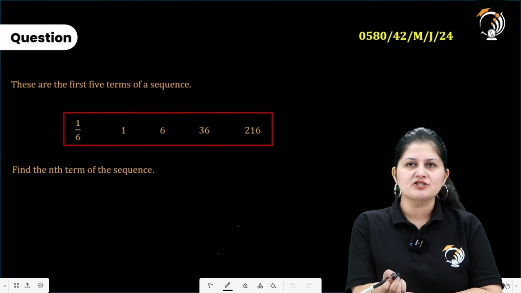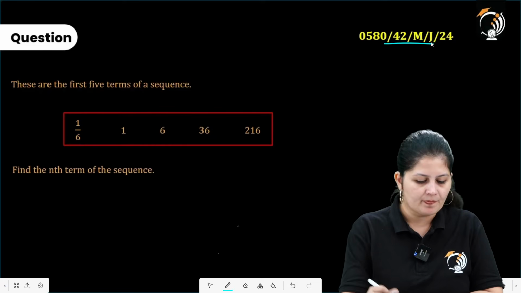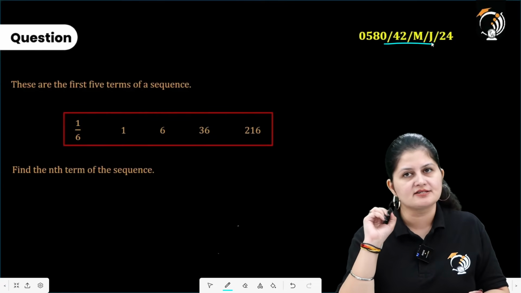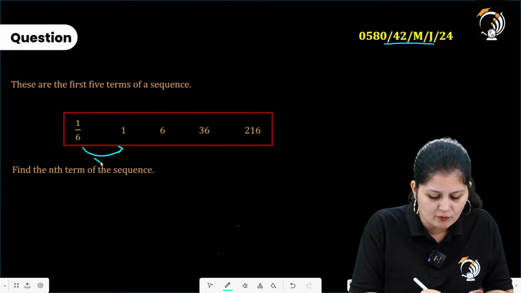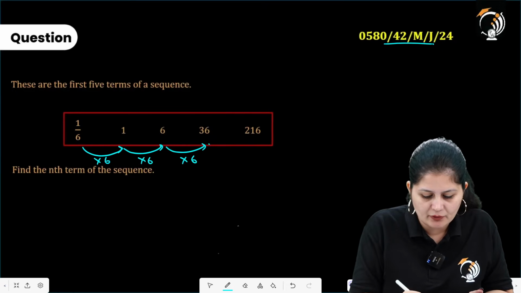Now, moving to the next question, which is from the paper of May-June again from the variant 4-2. Here, these are the first 5 terms of the sequence. Find the nth term of it. Correct? So, if I need to get the nth term, firstly we need to understand that we are going to multiply by 6 in order to get the next term. That is what we are doing here.